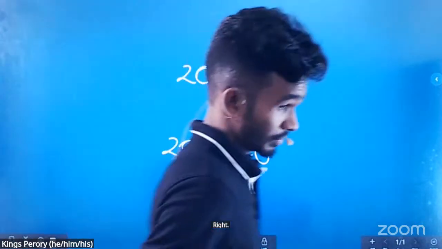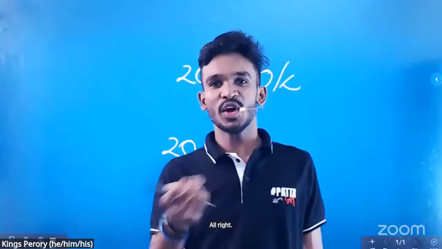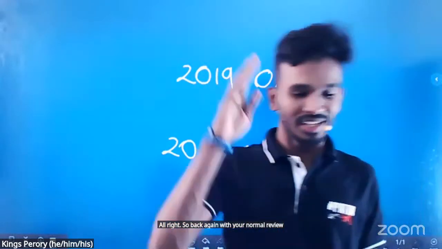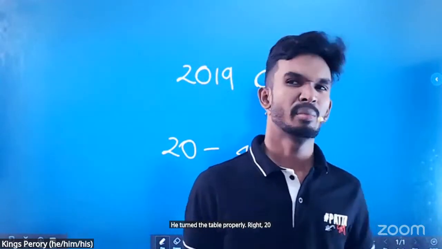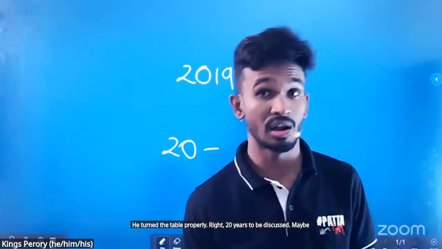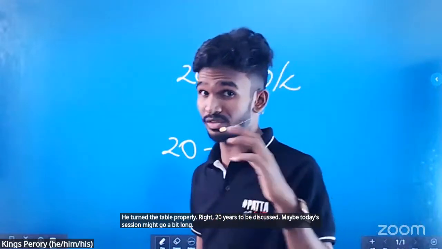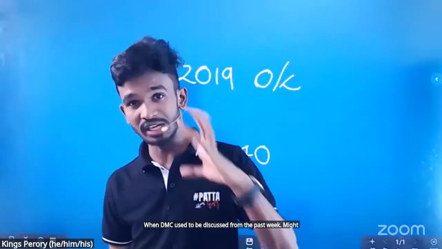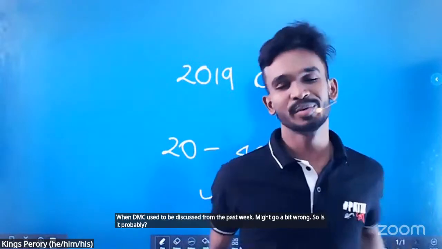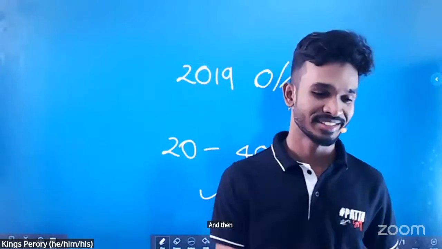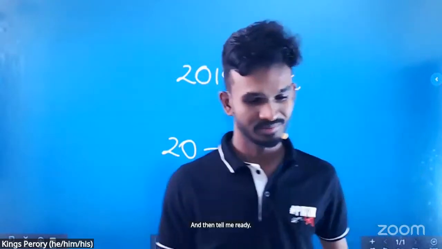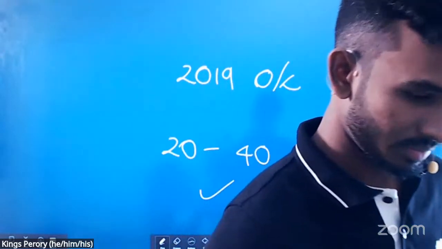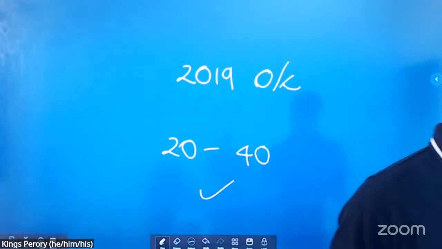So back again with your normal review book. Take your review book and sit at the table properly. 20 MCQs to be discussed from the past paper. Maybe today's session might go a bit long. So sit properly, take your review book and then tell me when you're ready. Perfect. Ready.